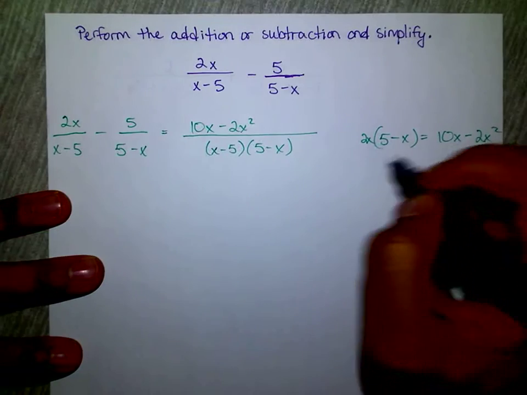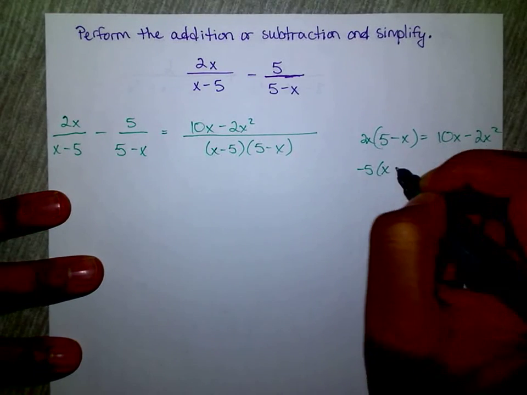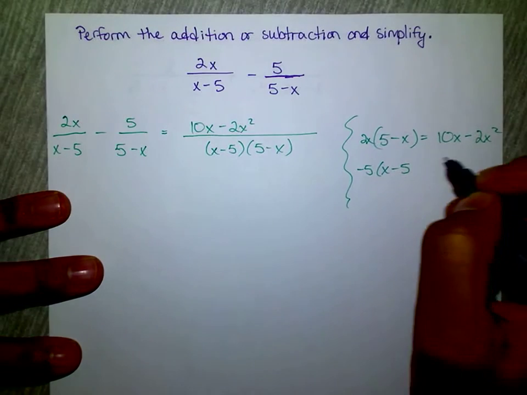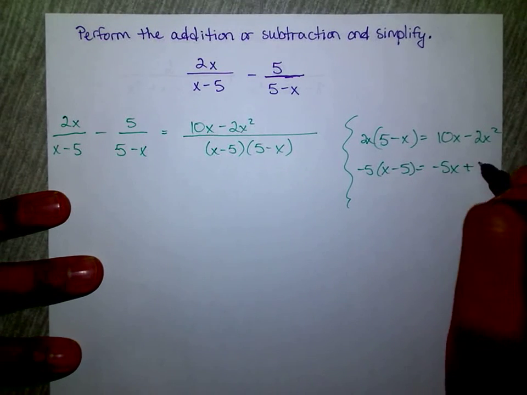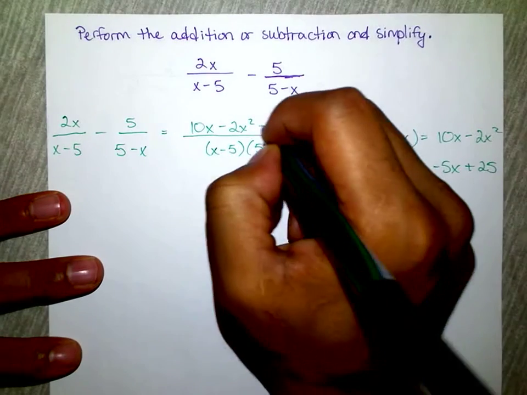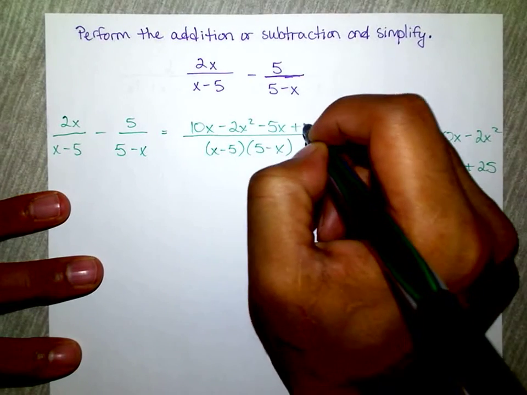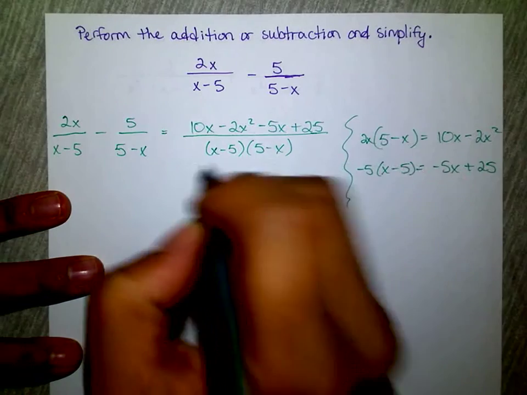And that's a negative 5. So I'm going to have negative 5 times x minus 5. And that's going to equal negative 5x plus 25.